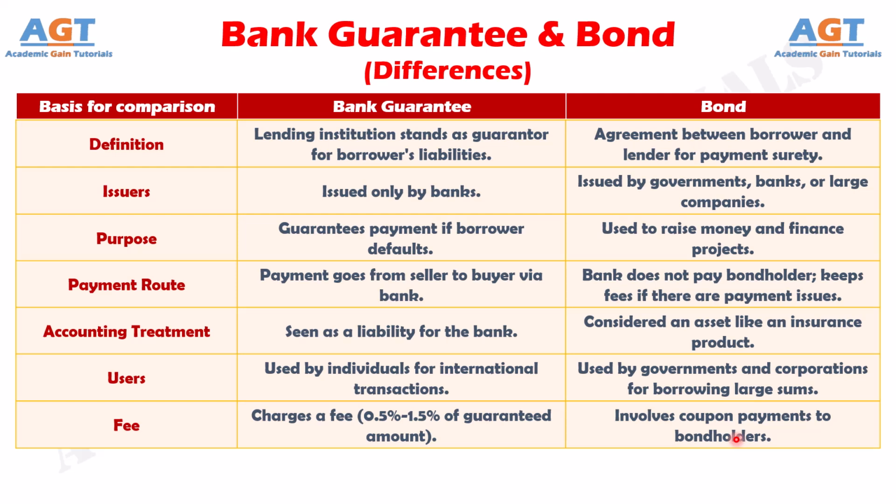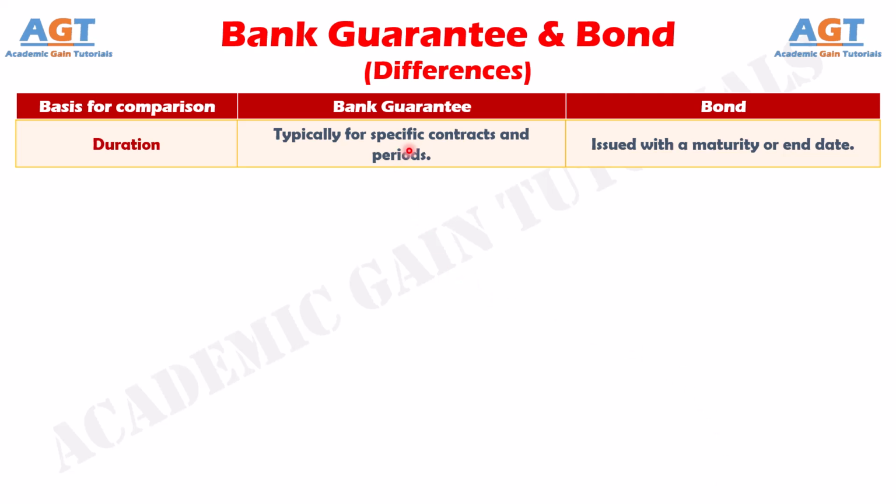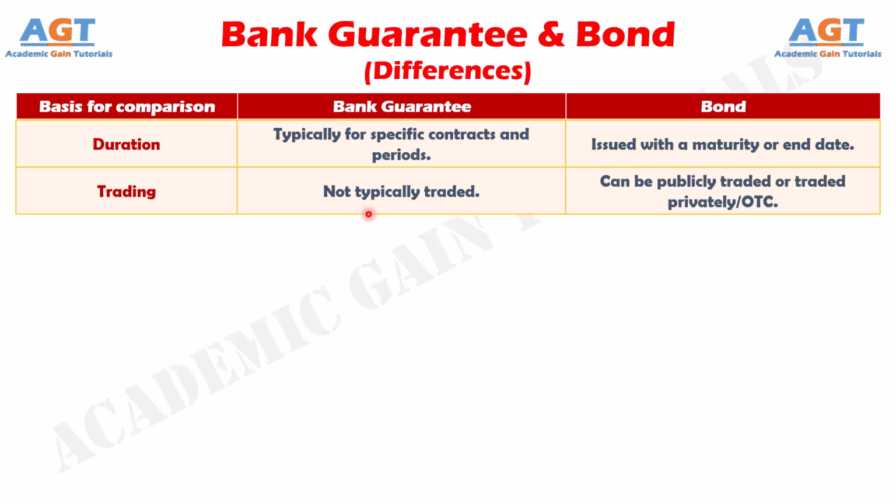Number 8. Different kinds of guarantees include bid bond guarantees, performance guarantees, advance or deferred payment guarantees, and financial guarantees, whereas bonds are described as fixed income securities. Number 9. Bank guarantees are typically for specific contracts and periods, whereas bonds are issued with a maturity or end date. And finally, difference number 10. Bank guarantees are not typically traded, whereas bonds can be publicly traded or traded privately or over the counter, OTC.